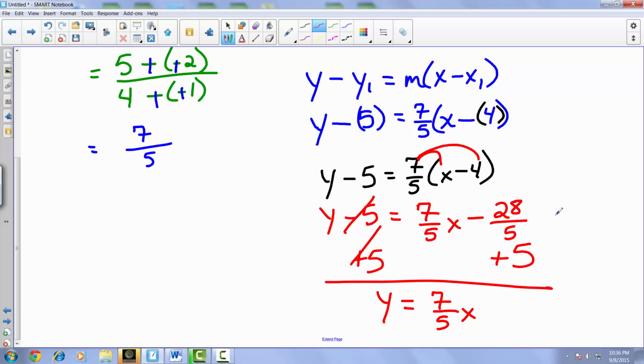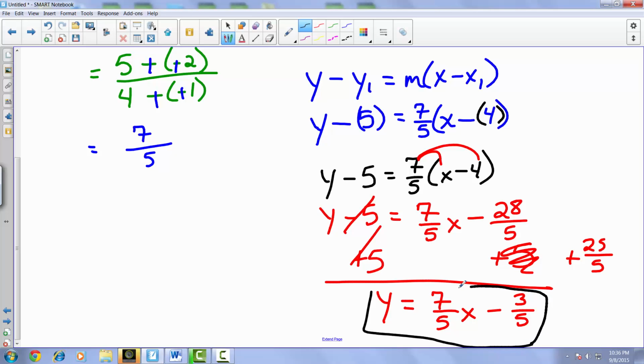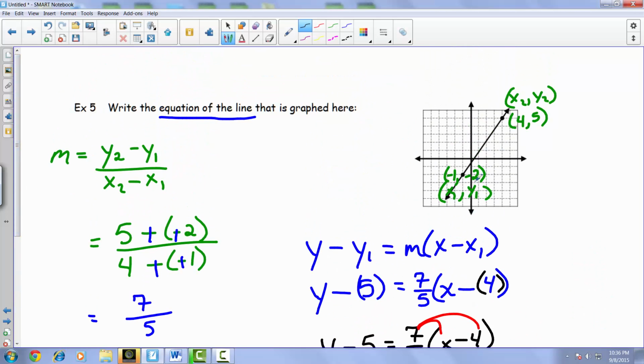Now when we're trying to combine this -28 over 5 plus 5, well, 5 right here is the same thing as saying 25 over 5. So ultimately we're really adding 25 over 5 now. So -28/5 plus 25/5 comes out to be -3/5. And again, this was just a little bit of foo to get that value. So as a result, here is our equation of our line that passes through these 2 specific points.